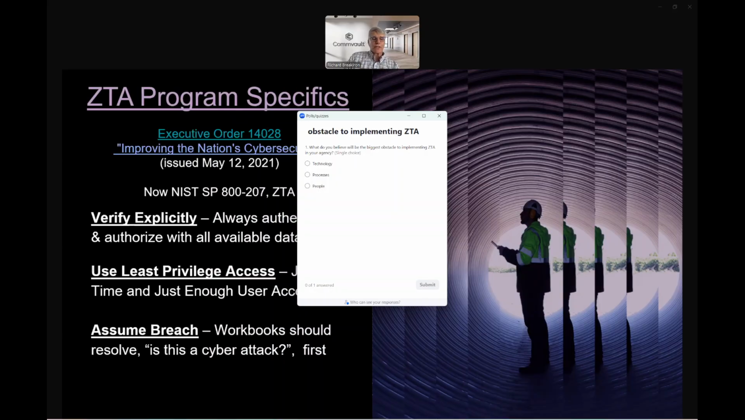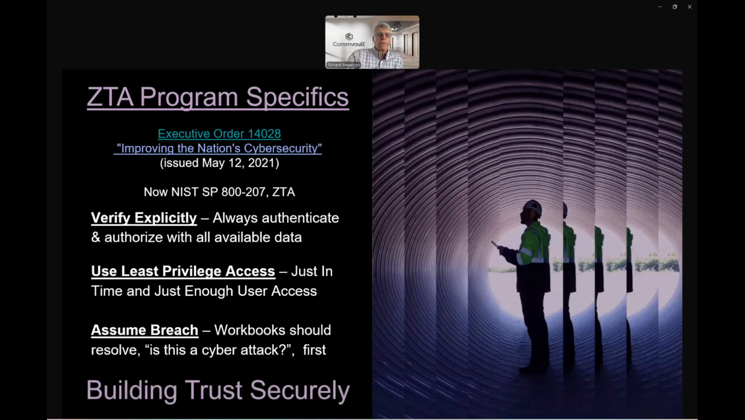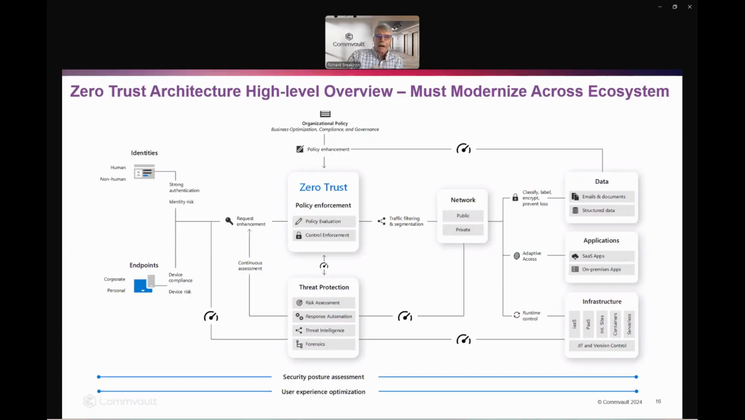Finally, assume a breach. And what does that really mean? It means that 20 years ago, if you had a network hiccup, as I would describe it, meaning all of a sudden you couldn't do what you wanted to do, your phone call didn't go through, you couldn't reach the internet, you'd say, hey, I wonder what cable got broke, or I wonder what device failed. Now the first question is, is it a cyber attack? And not until you can clear that can you then move on to any other troubleshooting. And so that's what it means. So these are the fundamentals that zero trust is trying to pursue. Hopefully these are somewhat familiar to you, but this is the basis of all zero trust and building trust securely.